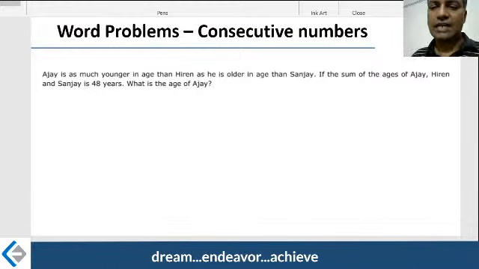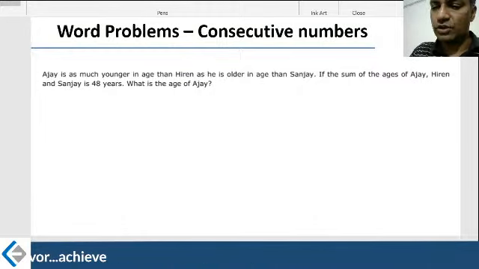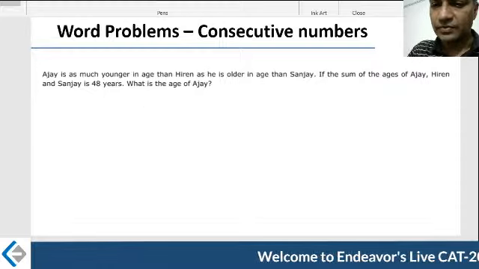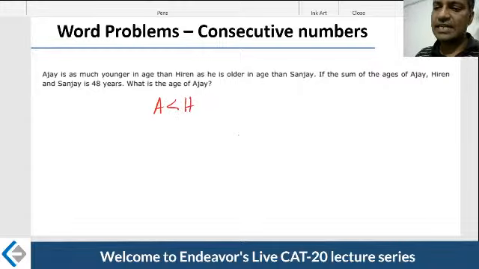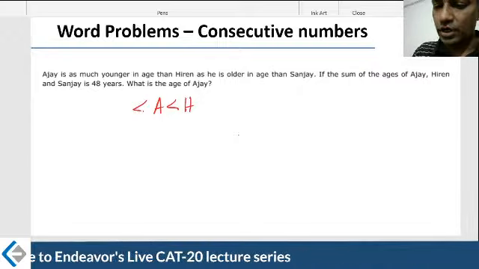Let's take a look here. All right, let's take a very simple question. Ajay is as much younger in age than Hiren as he is older than Sanjay. First, let's understand that Ajay is younger than Hiren. Ajay is younger. Ajay is younger than Hiren. As he is older than Sanjay, Ajay is older than Sanjay.